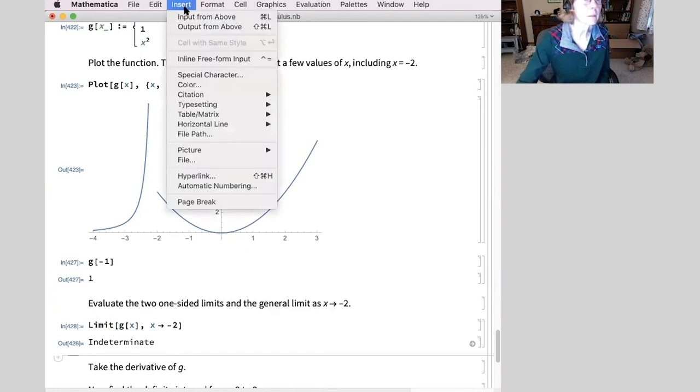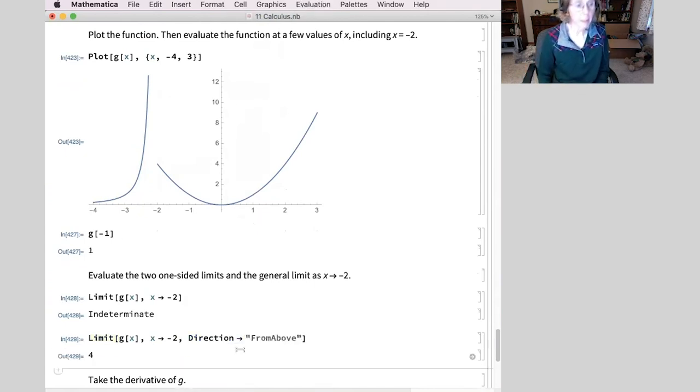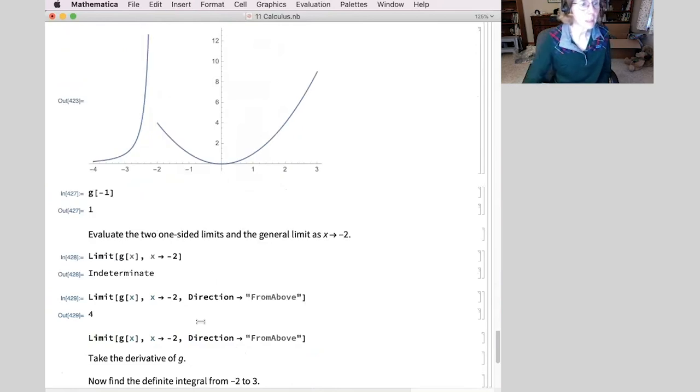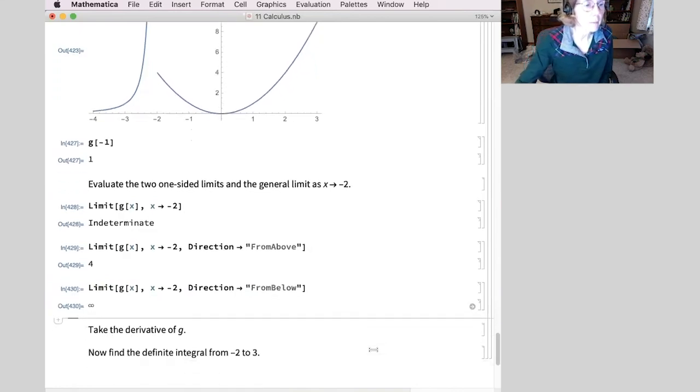If I do insert input from above, type that again, and then let me put in here direction, and from above, I don't even have to type that stuff out. I get 4, that's where we were coming in here. Same command, but this time I'm going to get rid of that, and from below, put that in, and infinity as we see the graph going off to positive infinity.